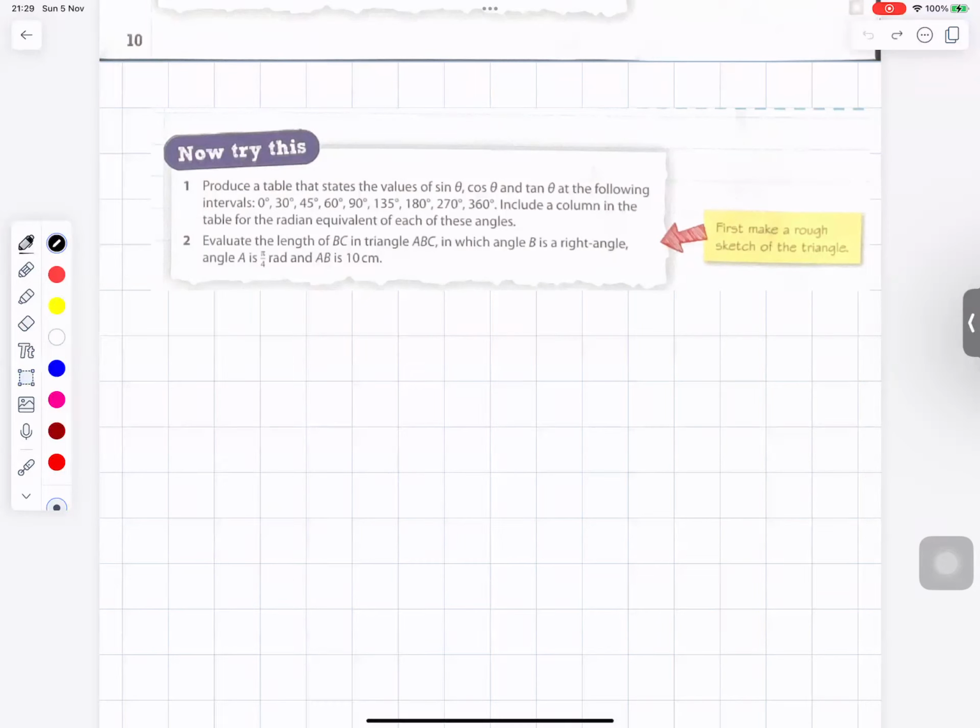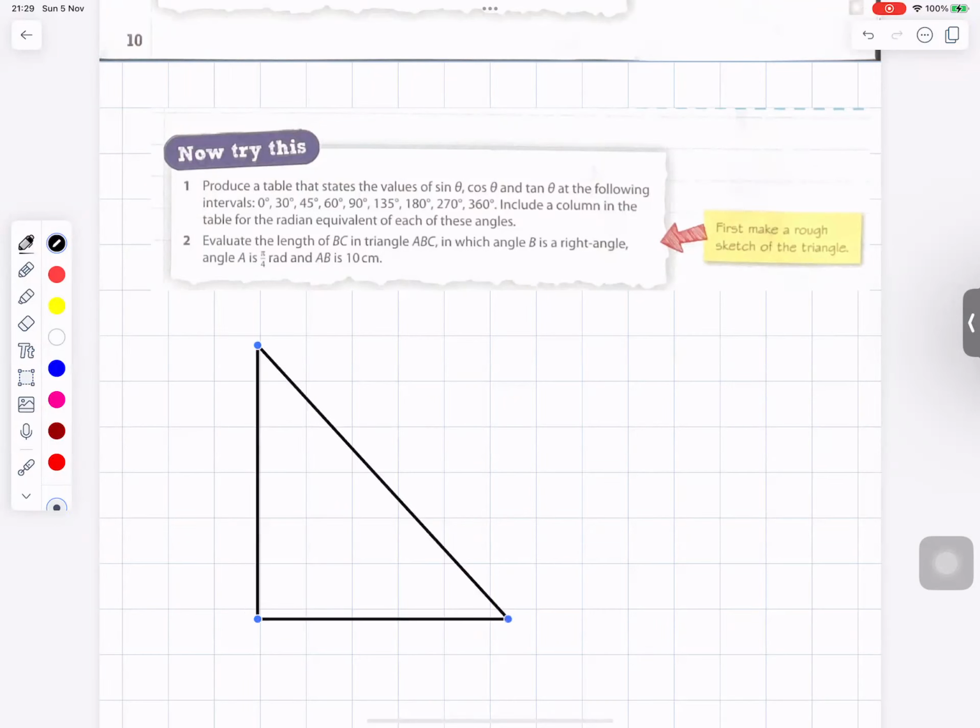That's a right angle triangle there. And they say angle B is 90 degrees. You happy with that? Yes, sir. Evaluate the length of BC. That last one should be C.